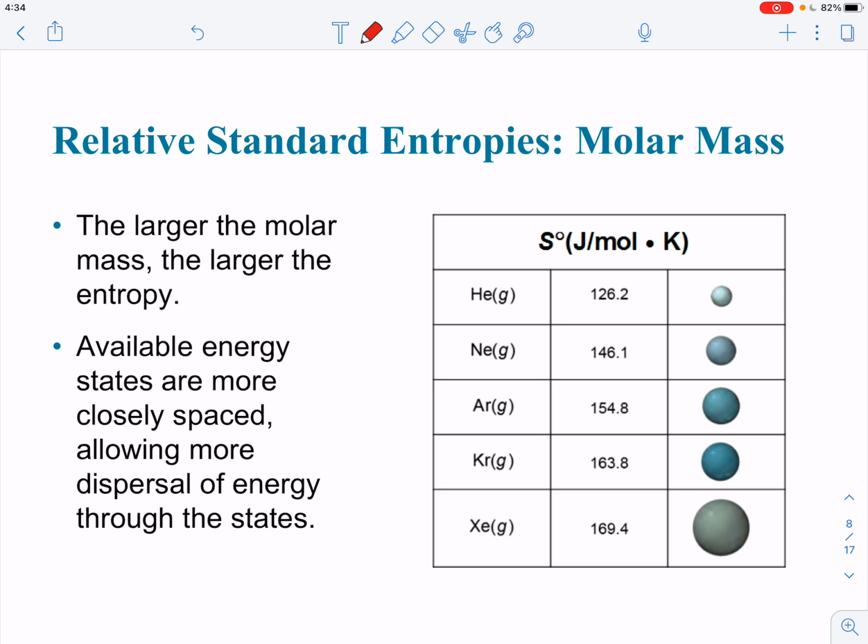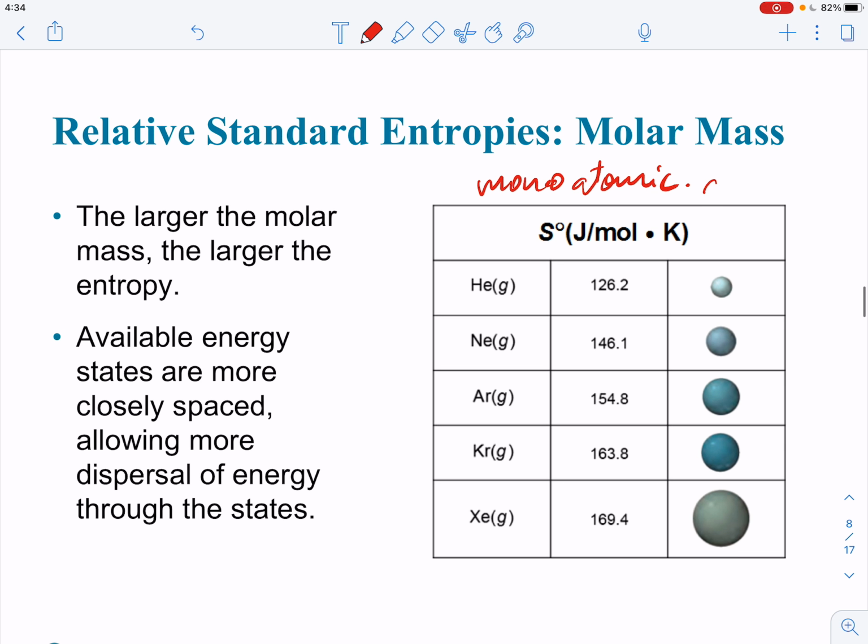In this case, we are increasing the molar mass of these gases, and these are monatomic gases. These are noble gases, monatomic. You are just comparing one single atom to another, and then you see that the entropy increases as you increase the size of the atom. Now, why is that? Why can you have a larger entropy if you are just increasing the size of the atom? Well, you have to think about this.